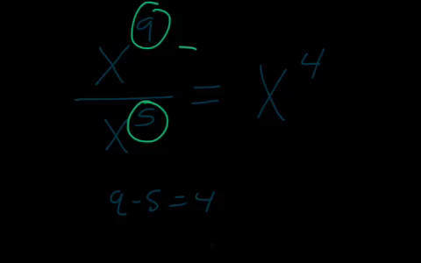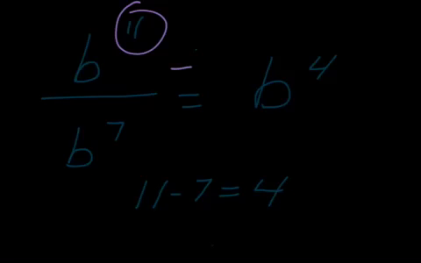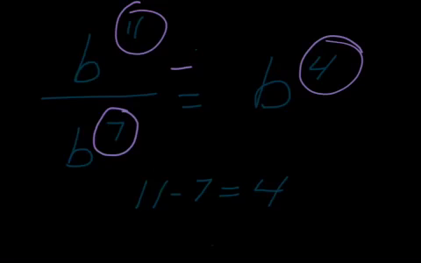Let's try one more. What would b to the 11th divided by b to the 7th be? If you said b to the 4th, you'd be right. 11 minus 7 equals 4. So remember, when you are dividing exponential expressions, you always subtract the exponents.